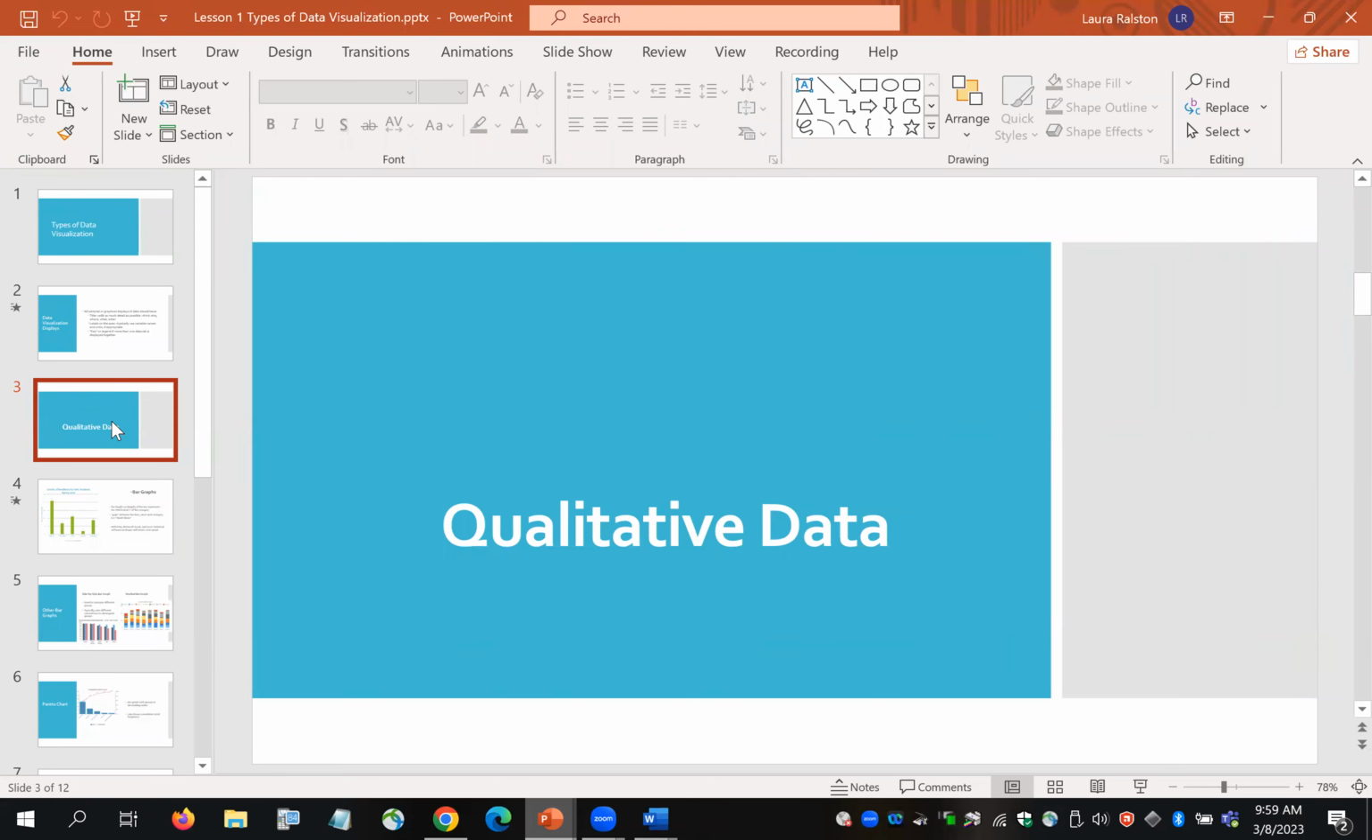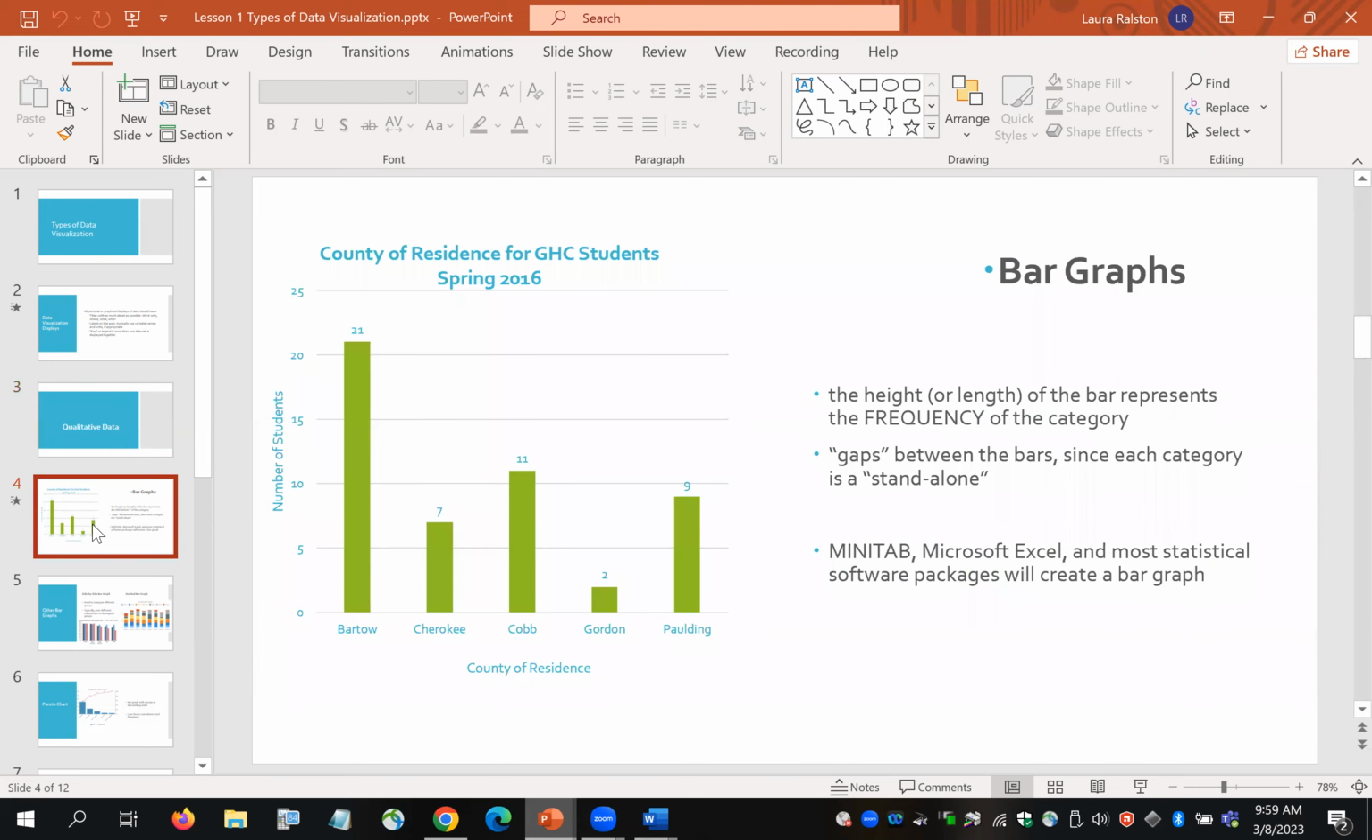For qualitative data, the one graph that you're going to be expected to create is a bar graph. A very simple bar graph. We're not going to get fancy. It's just going to be a regular bar graph.